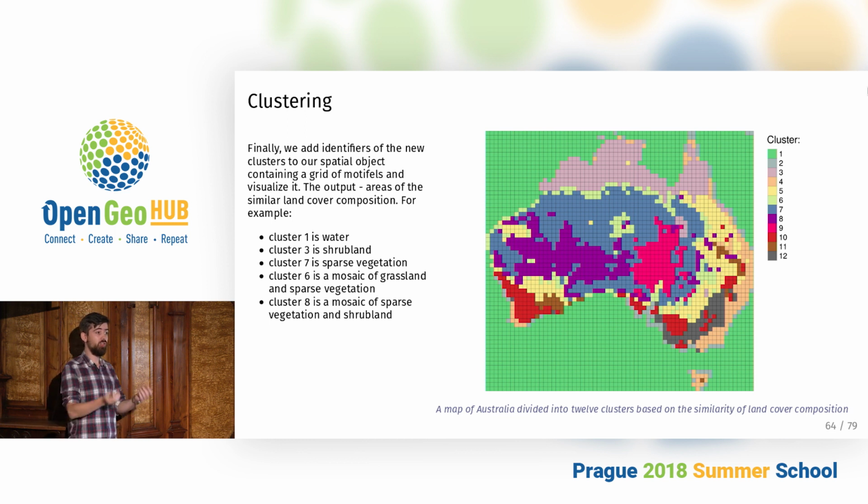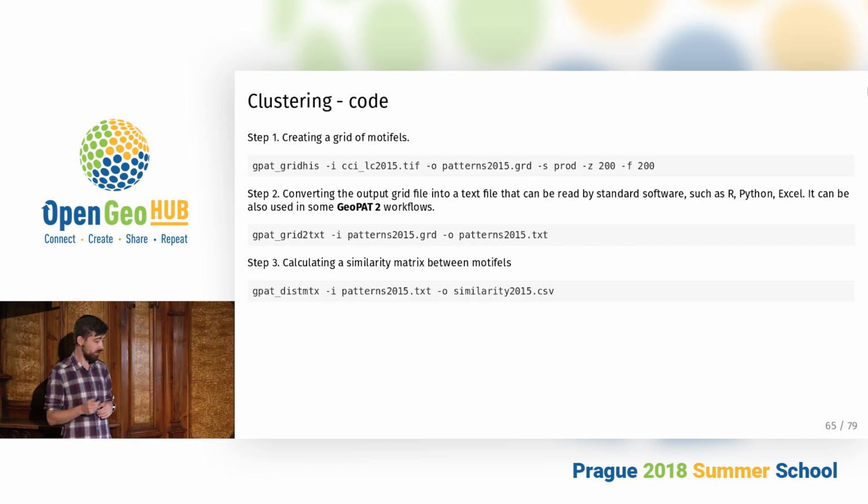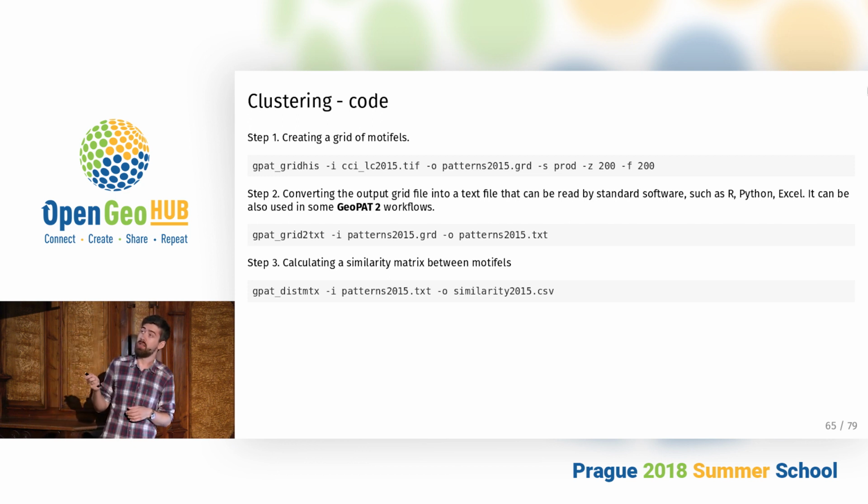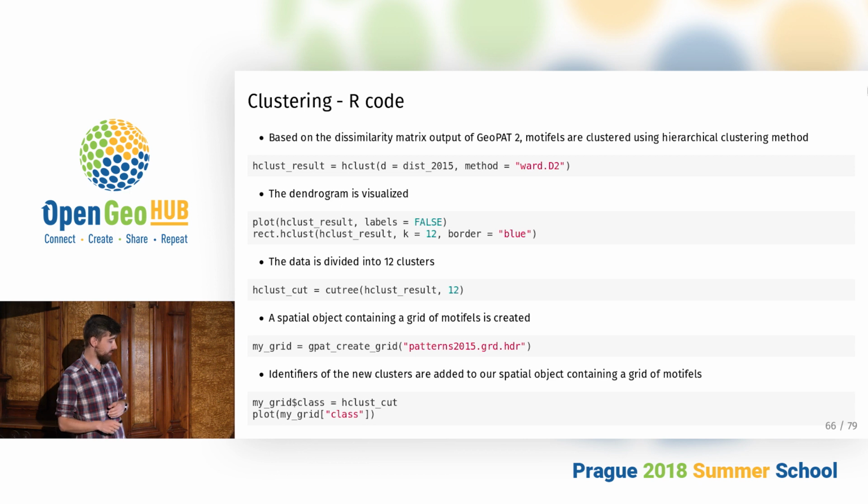So we can next extract how many different land cover categories there are in each cluster. On the GeoPAT side, 3 lines of code: extract patterns, convert the data, calculate distance matrix. And on the R side, also just a few steps: read the data, calculate clustering, decide on the number of clusters, create a spatial representation using GeoPAT create grid, and finally just plot the results.